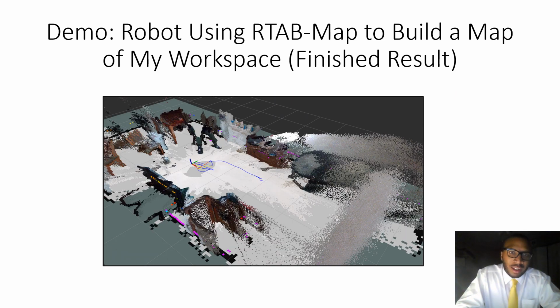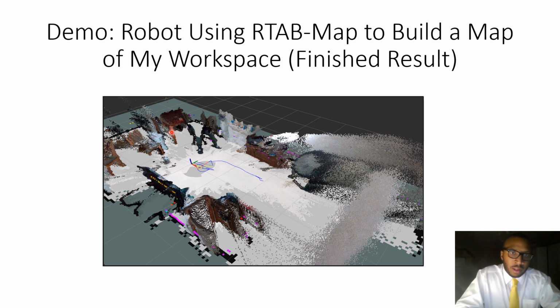And now I can show you all the finished product of the robot's mapping process as it was going through my workspace. And you can see that during the mapping process, it was able to pick up several key features that were able to be added to the 3D point cloud map. A few of them being this desk slash table that you also can see right here.